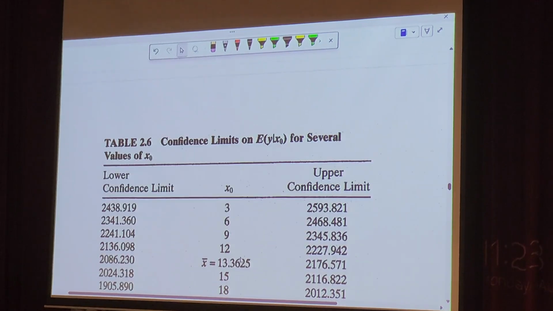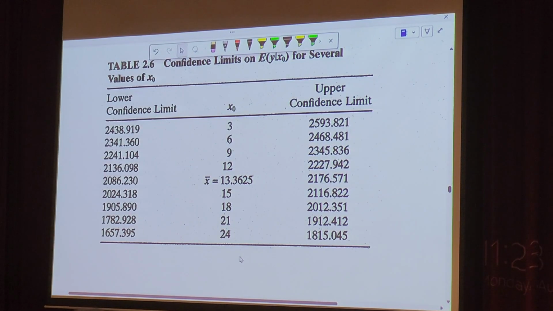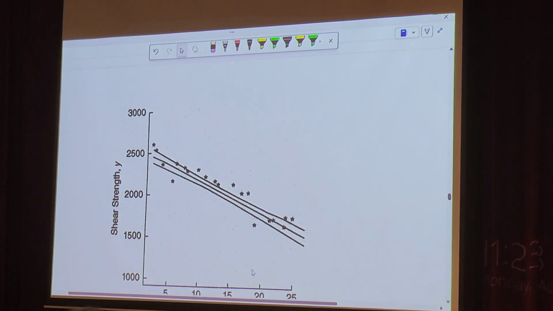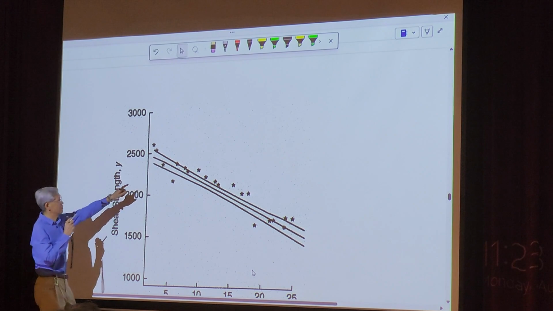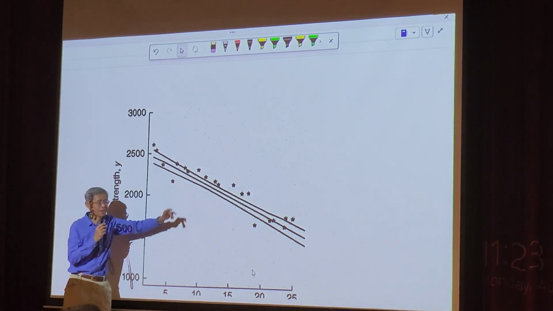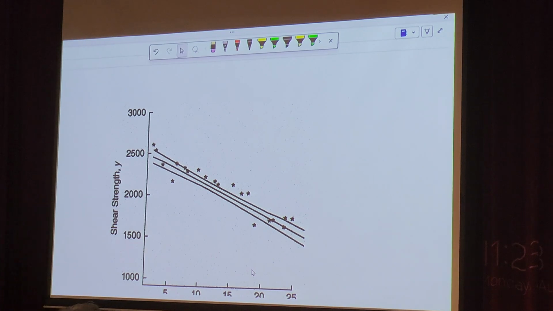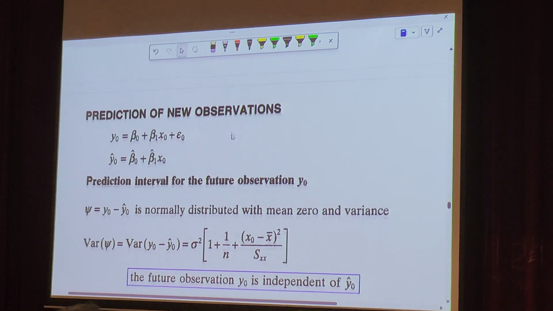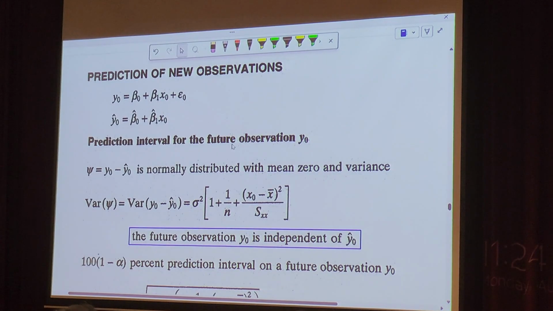Alright, and it's summarized here, the same thing. At each point you have a lower and upper bound, you can join them together, and then you get what is called the confidence band. So it gives you a confidence band of the mean value of y for different x. I really like to finish this today, so let's go on and talk about prediction.